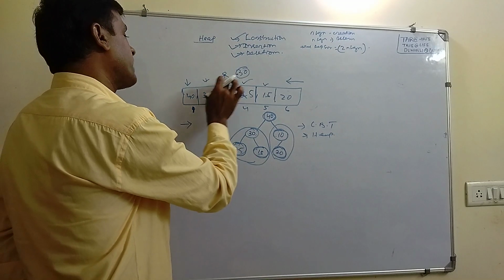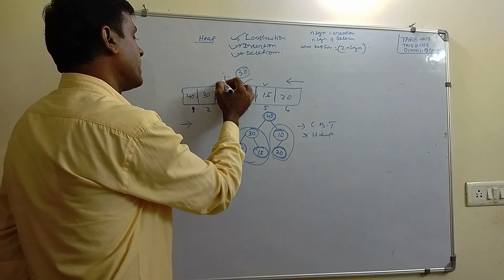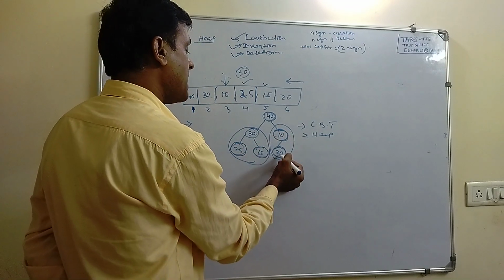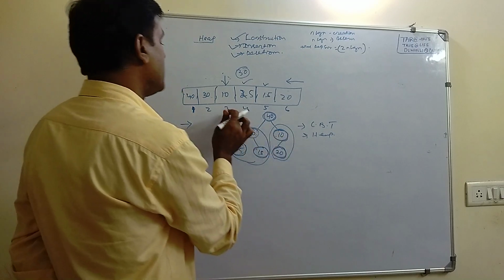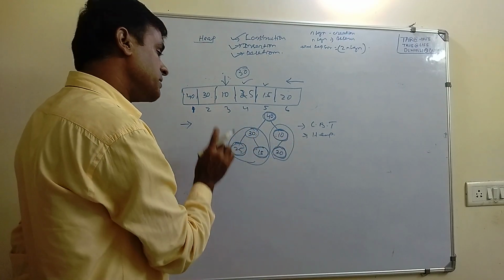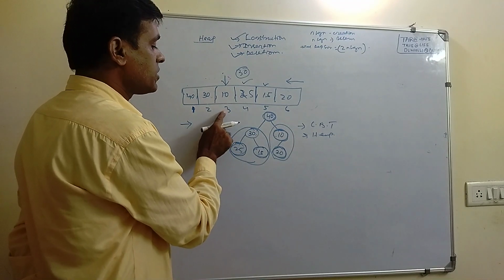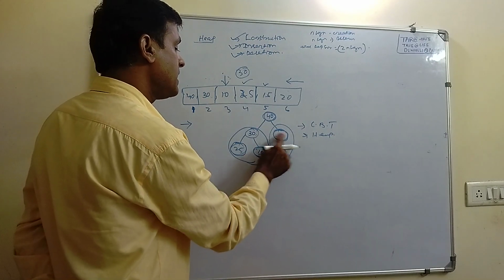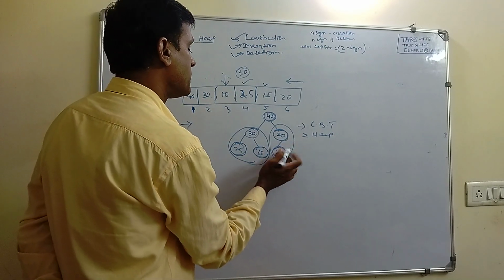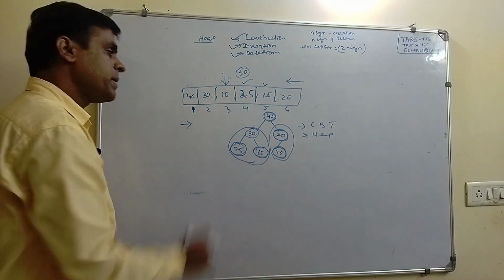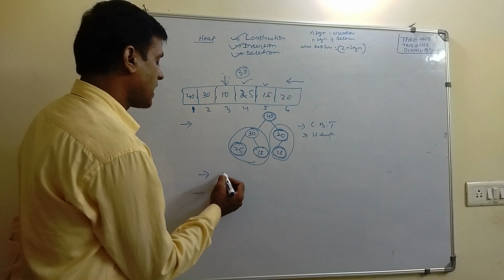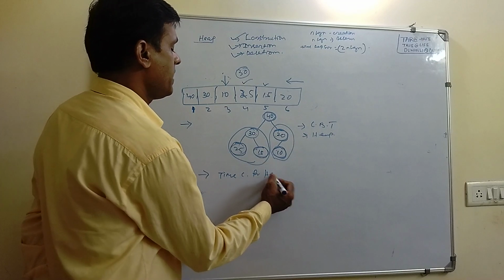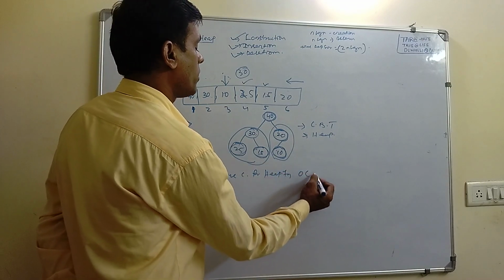Now your index will be at the 3rd place. Now you will check whether this 10 is greater than its child or less than its child. The index is 3, so its child should be at 2i, so 2 into 3 is the 6th place. The 6th place value is 20. So you compare 20 and 10. If 20 is greater, then 20 and 10 will be exchanged. Now this Heapify procedure takes time complexity of order of n only.